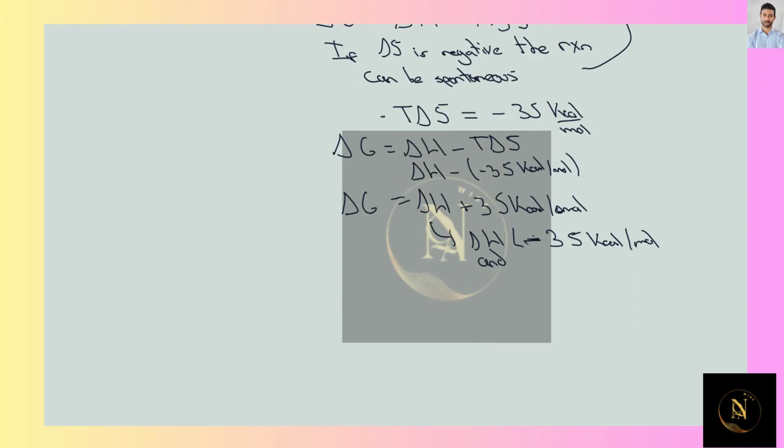Just for completion, let's verify the other statements. For statement D, we have that delta G is always positive for non-spontaneous processes. And again, that is true if we consider that pressure and temperature are constant.